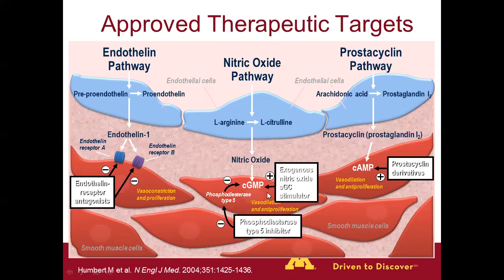What does nitric oxide do? Nitric oxide stimulates cGMP. We all know cGMP causes vasodilation. That's why nitric oxide was called endothelium-derived relaxing factor, right? Now, the next pathway is the prostacyclin pathway. Prostacyclin acts on cAMP and causes vasodilation. It causes relaxation again and an anti-proliferative effect. So nitric oxide and prostacyclin are good, and endothelin is bad. In PAH, as I showed in the previous lecture, there is increased endothelin and decreased nitric oxide and prostacyclin.